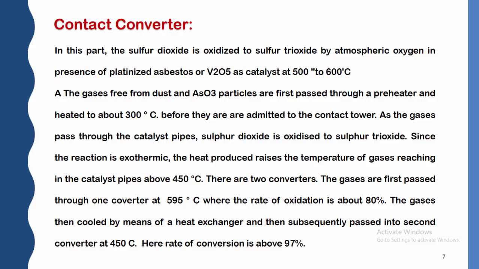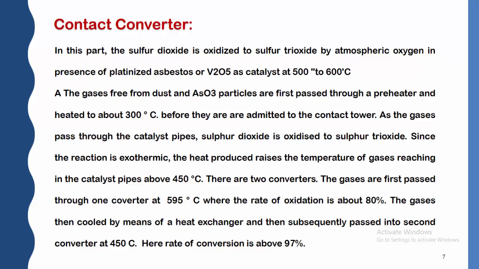In this contact converter, the main reaction, that is the second step reaction, is carried out: sulfur dioxide to sulfur trioxide by atmospheric oxygen, in the presence of platinized asbestos or vanadium pentoxide as a catalyst, at 500 to 600 degrees Celsius. Before sending to the converter, the gases are passed through the preheater, where the temperature rises to about 300 degrees Celsius, before they are admitted to the contact converter.